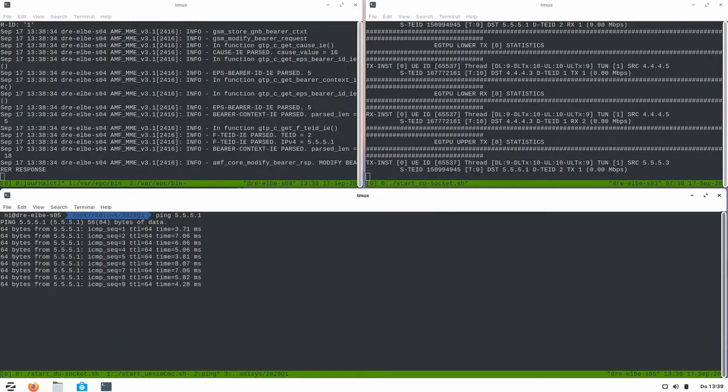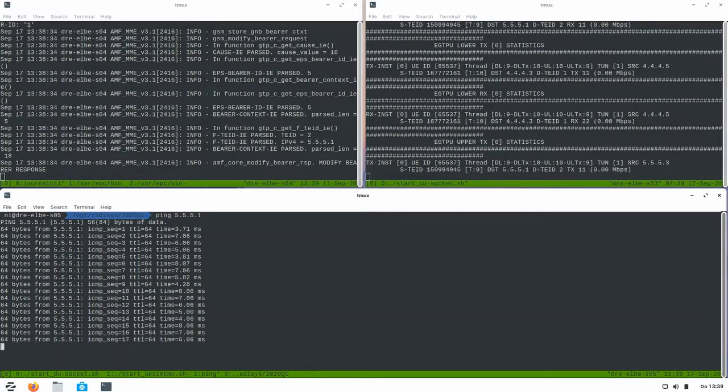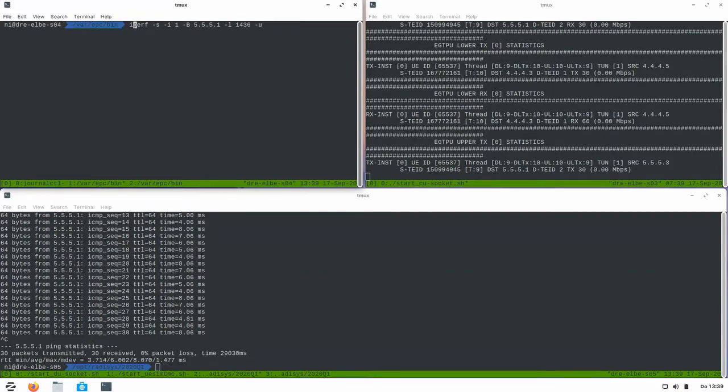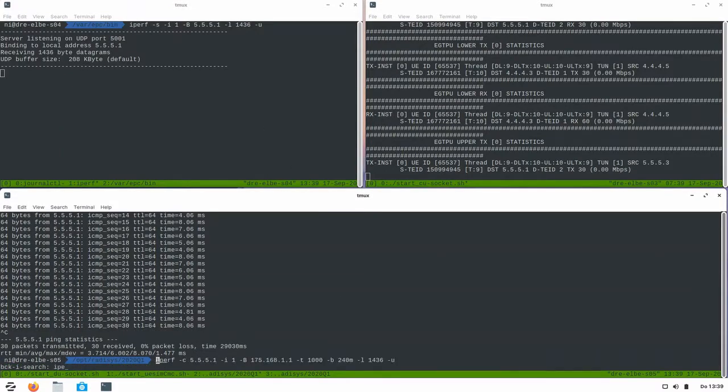For this, I will generate UDP traffic from the UE towards the core network machine for the uplink direction, and UDP traffic from the core network machine towards the UE for the downlink. Previous tests with this setup revealed possible data rates of about 1.1 gigabit per second in the downlink and about 240 megabits per second in the uplink. So for this, we have to turn on an iPerf server on the core network to receive the data from the uplink.